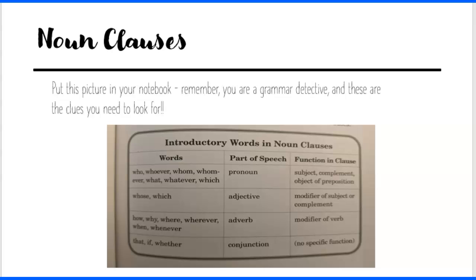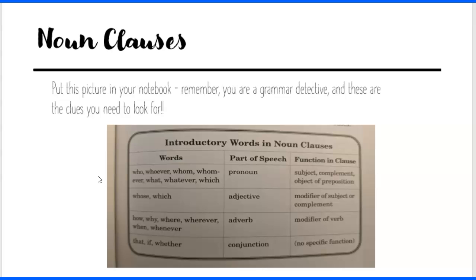And I read through those, but I'm going to spend time on the introductory words, which are right here, and I took it straight from the book. So when you have who, whoever, whom, whomever, what, whatever, or which, it is going to be functioning as the subject, a complement, or the object of a preposition. And this is within the noun clause or within the sentence. Then if you have whose or which, it's generally going to be an adjective clause, or it's going to be functioning as an adjective. How, why, where, whenever.